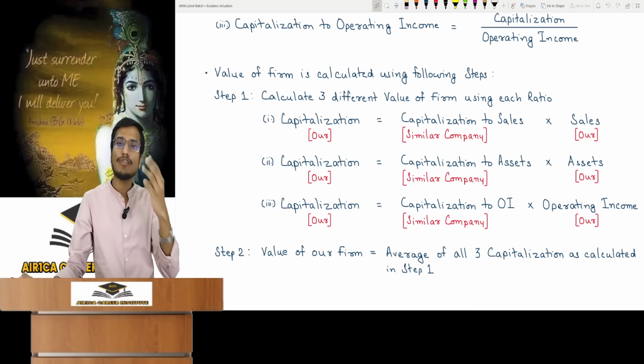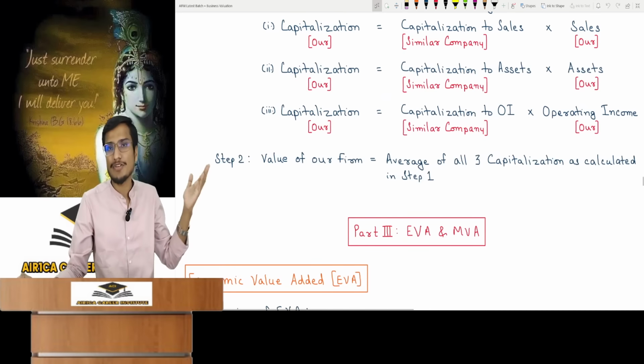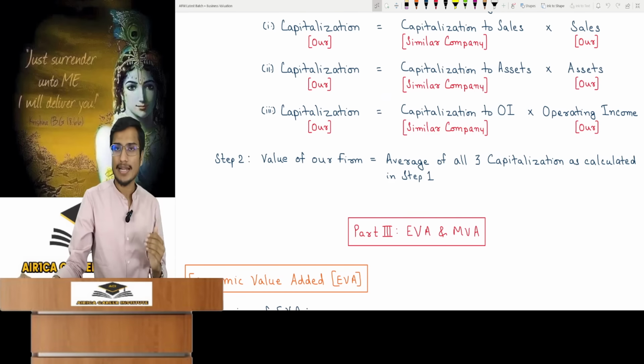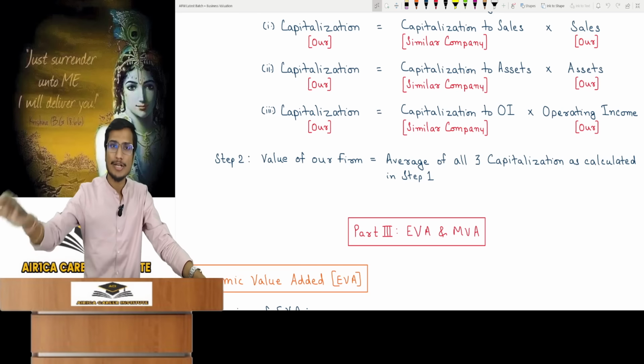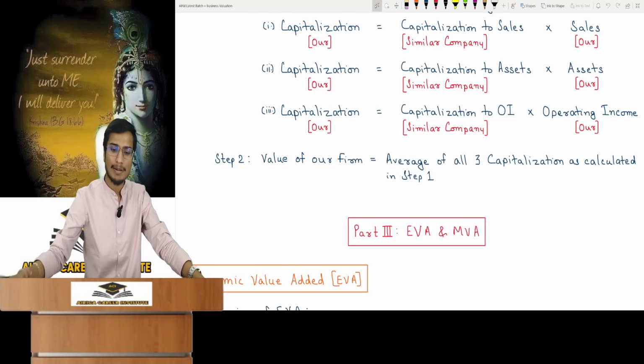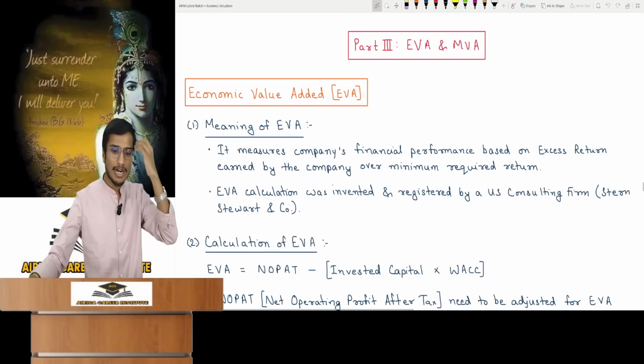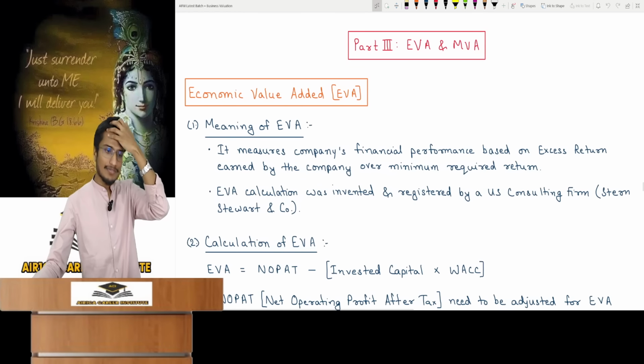In the second step, we average the 3 firm values we found to determine the final value, much like the CCA method. The sole difference is breaking the firm into segments. With this, the relative valuation model is complete, and we have finished the most important second part of this chapter. Now let's move to the third part of this chapter, EVA and MVA. That is the third part of the chapter.